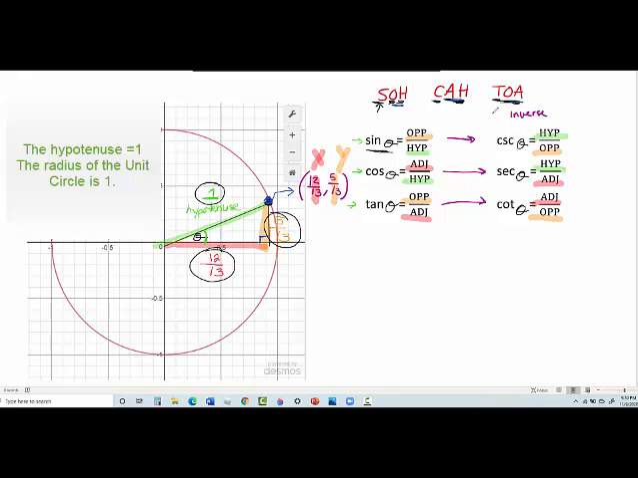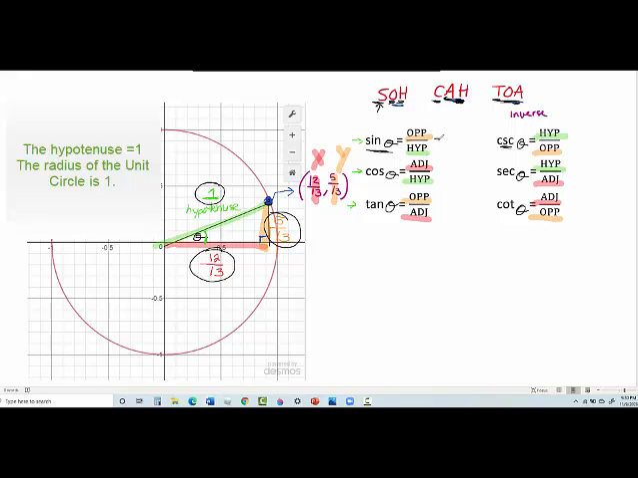Now the inverse trig ratios are cosecant, which is the inverse of sine. That means instead of opposite over hypotenuse, we flip those. It's hypotenuse over opposite. Secant is the inverse of the cosine. So if cosine is adjacent over hypotenuse, then secant is hypotenuse over adjacent. And cotangent is the inverse of tangent. So let's go ahead and fill these in here.